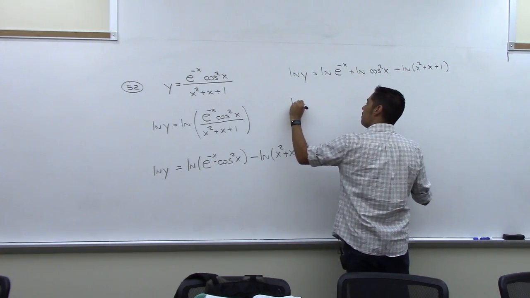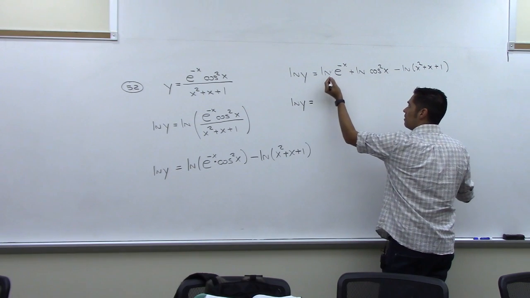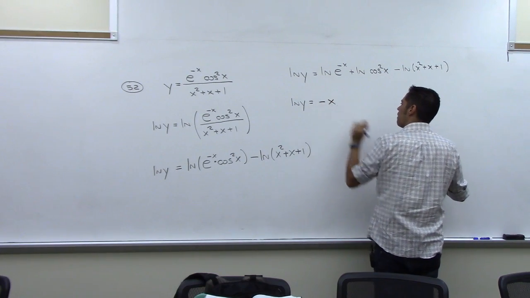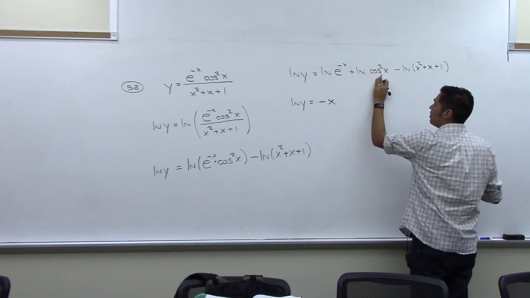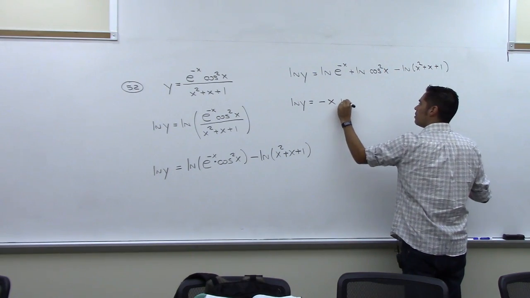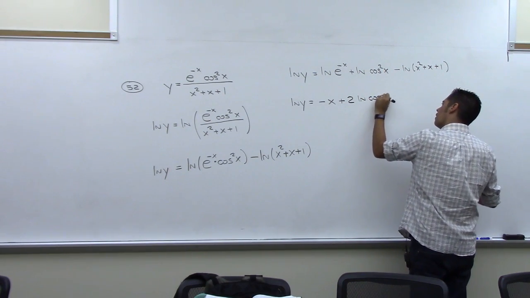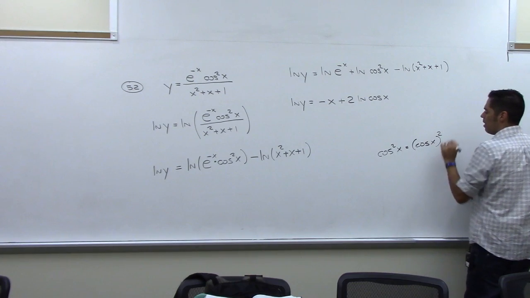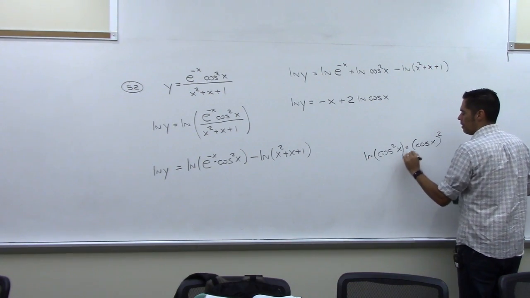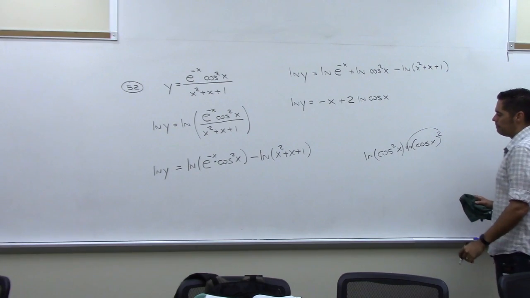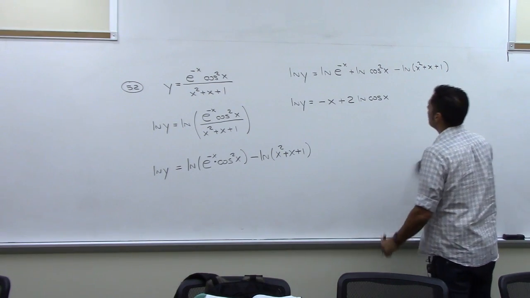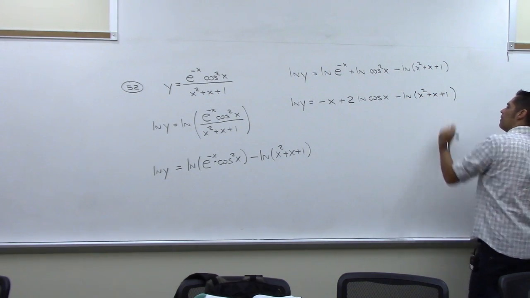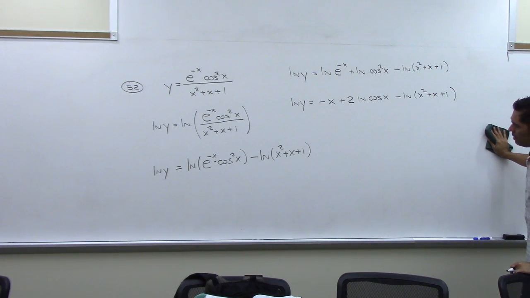Then, the next step, I'm going to just use some properties here. Natural log and e wipe each other out, right? They're inverses. So they're gone, and you're left with just negative x. And then here, we have natural log of something to the 2nd power. The 2 can drop out, because remember, cosine squared x is really cosine x squared. And then if I do natural log here, the 2 can pop out in front. All right, so there. And then this minus natural log of x squared, can't do anything here, plus x plus 1. And I think at this point, I'm ready to take a derivative.